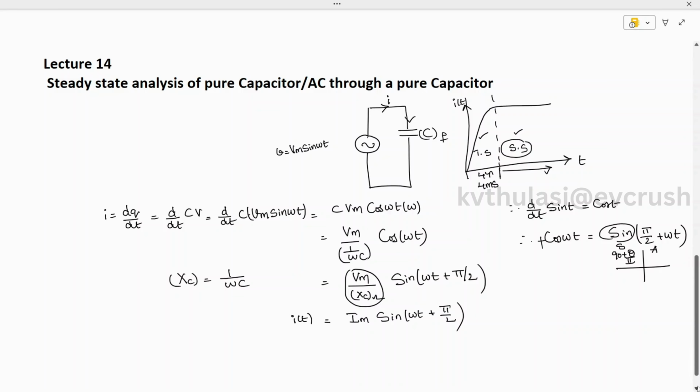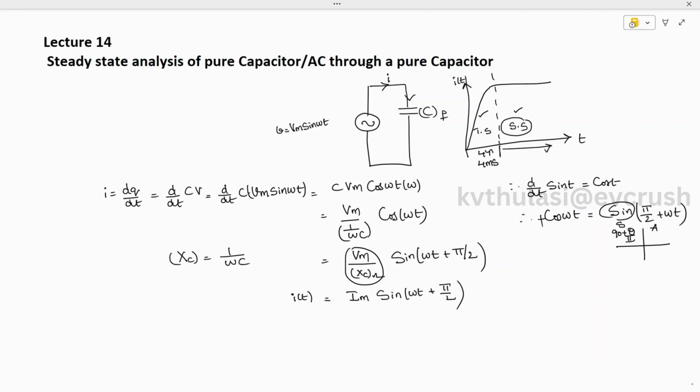Now I want to write the RMS. This is an instantaneous quantity which is varying, so I want to write the current in polar form. In polar form this is the maximum, but here we are going to get the RMS quantity. That's why Im by root 2 into the angle made. The angle made here is plus 90 degrees. So this is the formula we are going to get.